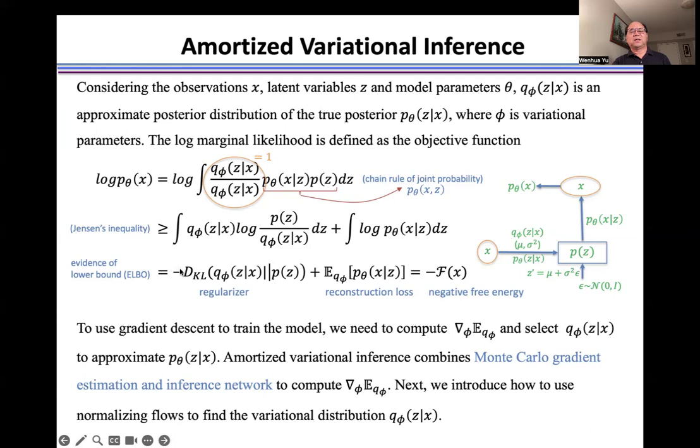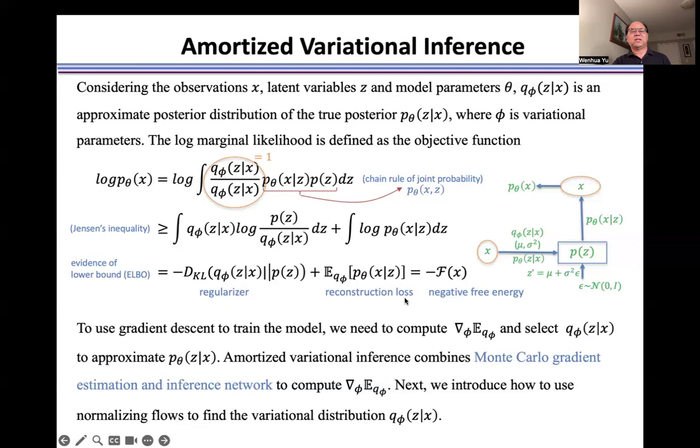By using the definitions of KL divergence and Monte Carlo approximation, we use the sum of two terms to express the log marginal likelihood. The first term is a regularizer. The second term is a reconstruction loss.